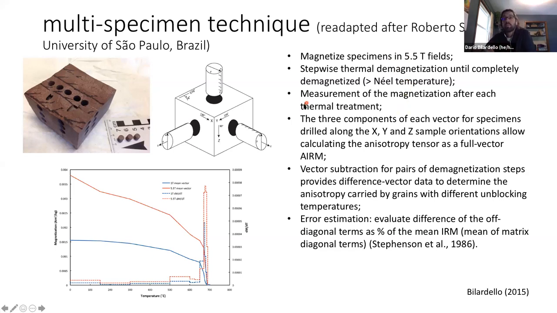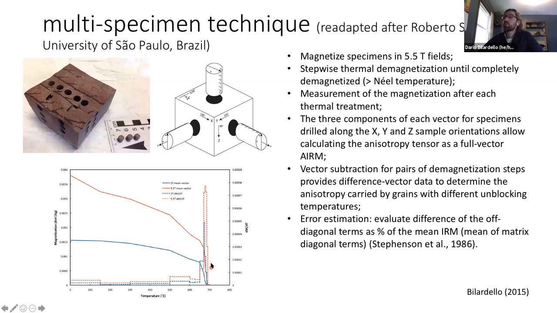Now, readapting this to hematite means that we cannot AF demagnetize, we have to thermally demagnetize, and this will cause thermochemical alteration of the sample, which in turn means that we cannot apply IRMs to the same specimen. So here is where the 3 orthogonal specimens come in, which are magnetized along their z-axis of each specimen. These are drilled along the x, y, and z directions of the larger sample. And so assuming that the sample is homogeneous and that the 3 cores are drilled perpendicularly, then we can combine the vectors measured from the 3 specimens to calculate the tensor difference IRM anisotropies, right?